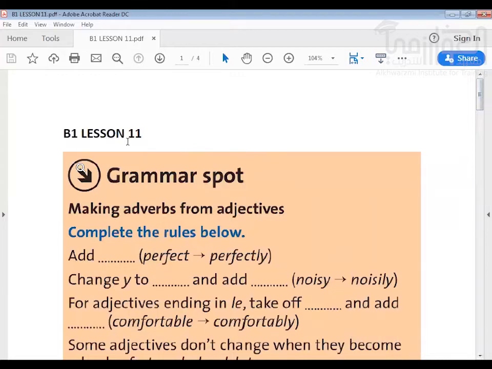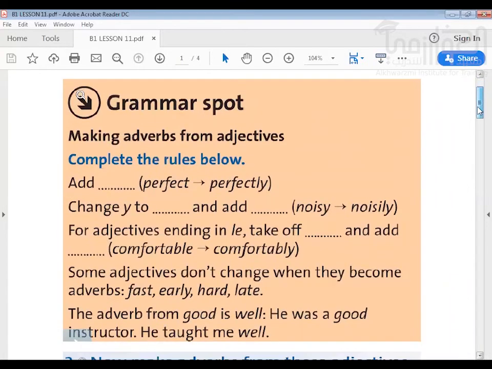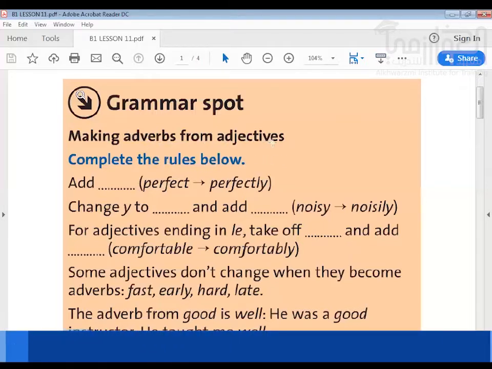And today's lesson, we are going to look at how we form adverbs and also reading part 1. Now, what are adverbs? Adverbs are words that we use to describe verbs, adjectives, and phrases. We use them also to describe other adverbs. Most of them end with ly. So let's look at how we make adverbs from adjectives.